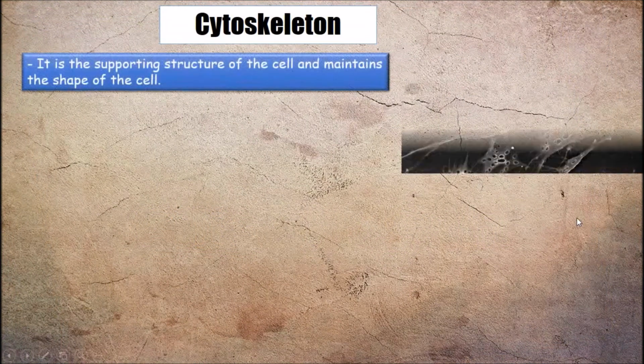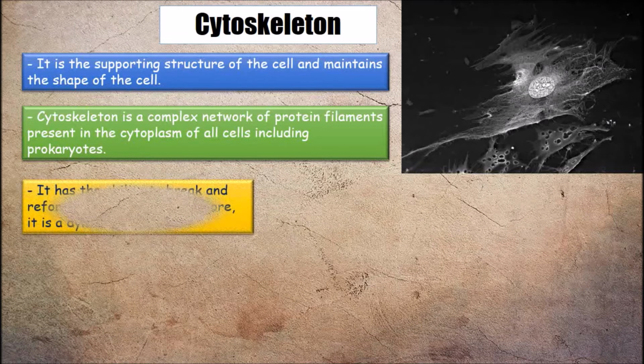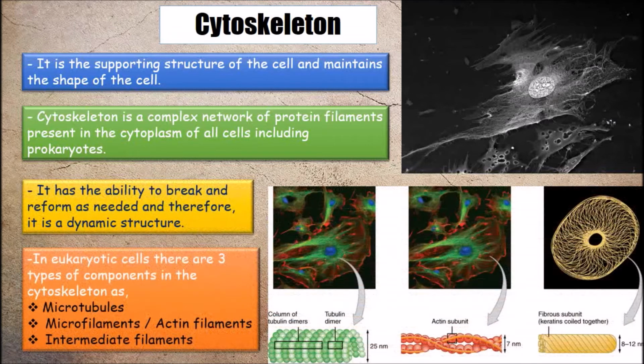Cytoskeleton. Cytoskeleton is the supporting structure of the cell and maintains its shape. It is more important for animal cells which lack cell walls. It is a complex network of protein filaments present in the cytoplasm of all cells, including prokaryotes. Additionally, it is dynamic, hence has the ability to break and reform as needed. It extends throughout the cell from the nucleus to the plasma membrane.